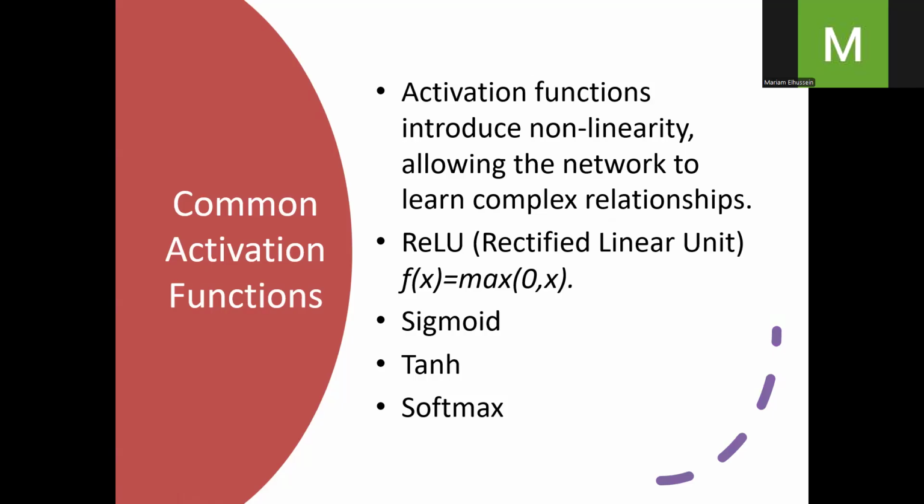And there are many activation functions out there. We have the rectified linear unit, which simply calculates the max between 0 and the output of our weighted sum. There is also sigmoid, we have tanh, and we also have softmax.